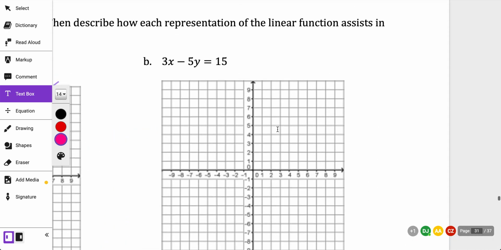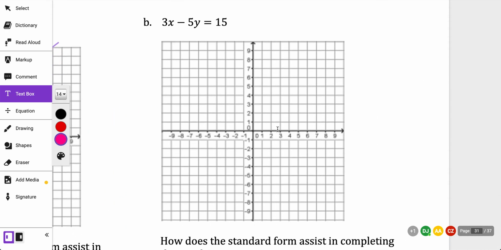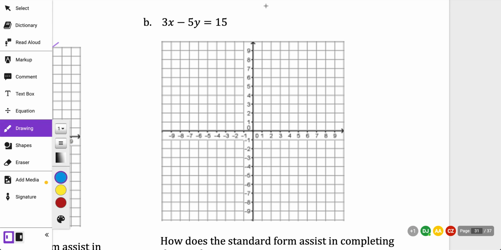Next one, standard form. Like I said before, standard form is used to find 2 points. It's used to find the x and y intercept. We do that by plugging in 0 for x and solving for the y-intercept, then plugging in 0 for y and solving for the x-intercept. So if I looked at this, we could start with the x-intercept to get 3x minus 5 times 0 equals 15. This would give me 3x equals 15, which means x equals 5. So when I plugged in 0 for y, I got 5 for x. So that's my first ordered pair.